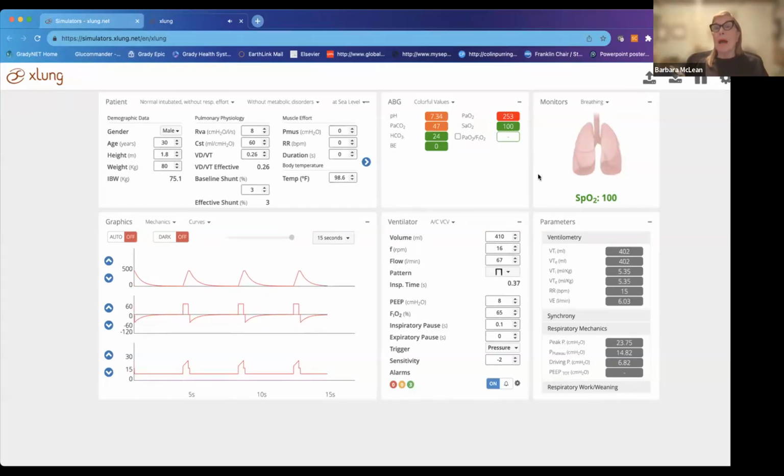Again, we would come back and say, oh, we've already dropped our PEEP to 8. We can go down on the FiO2, and I'm going to go down to 45%. Okay, and confirm it. And you'll see over time that his oxygen comes down.